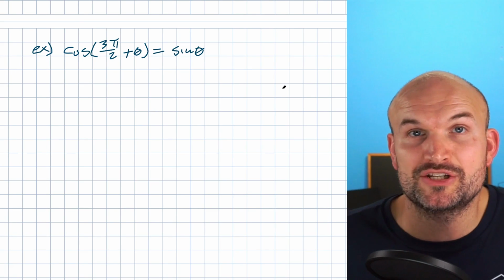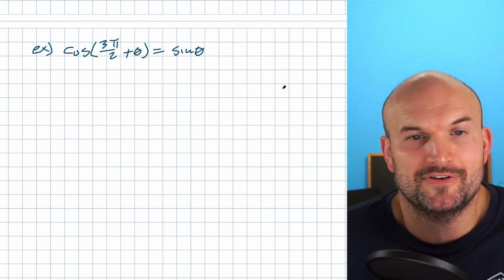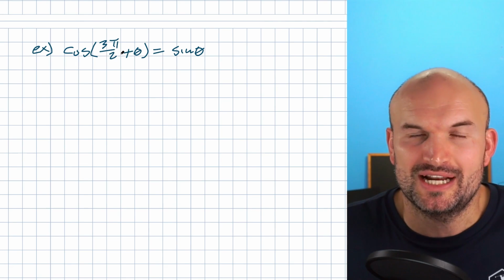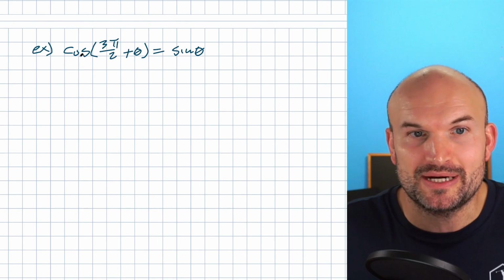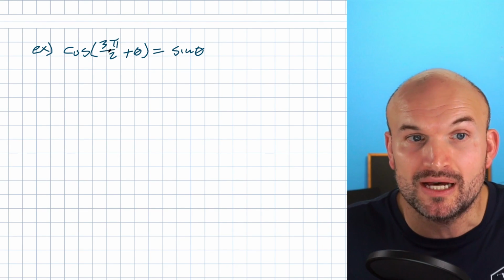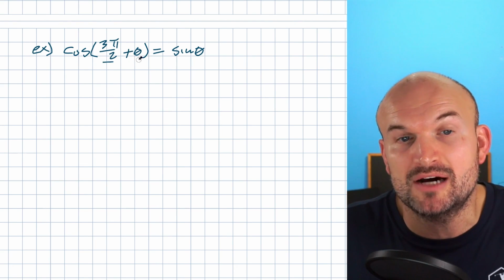Now in this example, what we want to do is actually verify. We want to show that the left-hand side is equal to the right-hand side. If you're thinking about your identities, it kind of looks like the cofunction identity, but if you look closely, it's not the cofunction identity. So the only thing I recognize I can do here is actually apply the sum formula for the cosine function, right? Because again, I have the sum of two angles.